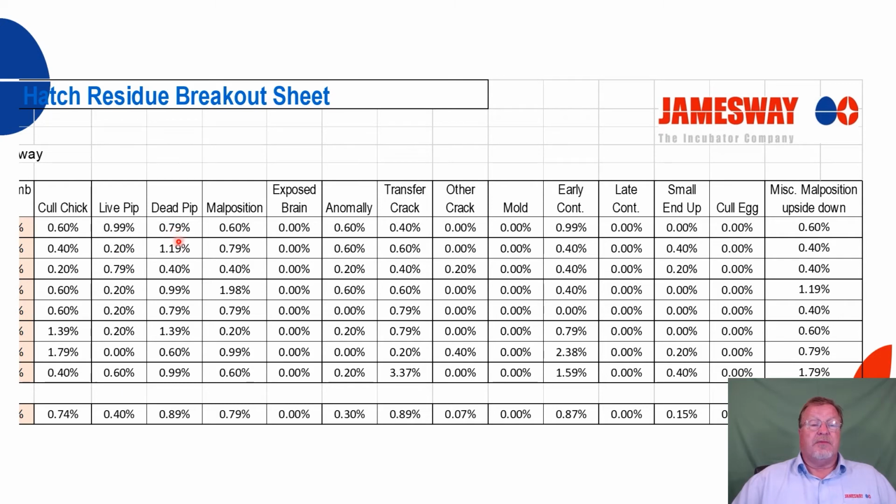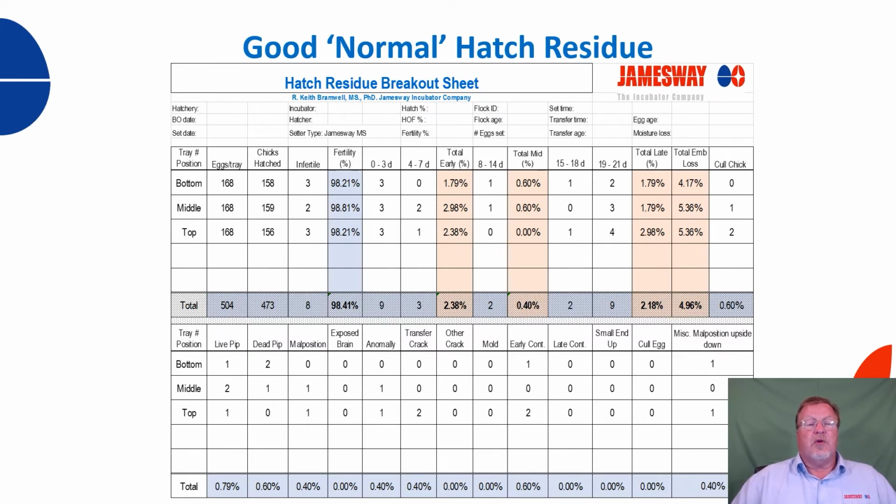A lot of dead pips might tell us another thing. Maybe they were moving too fast, too dry, too wet. We can see some of both of these. And so we can look at all the other factors in here. We typically want these to all be around 0.5%, certainly not over 1%, but around 0.5% is what we would consider normal with that. And a lot of this data is best utilized comparing to our early, middle, and late embryo mortality. Looking at some good flocks here, what does a good normal flock or normal hatch residue look like?